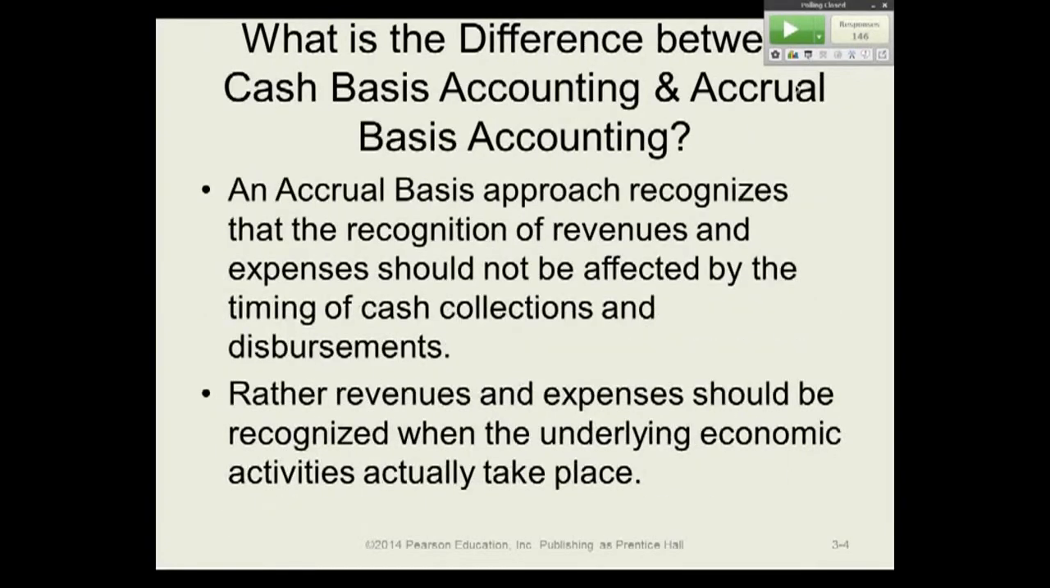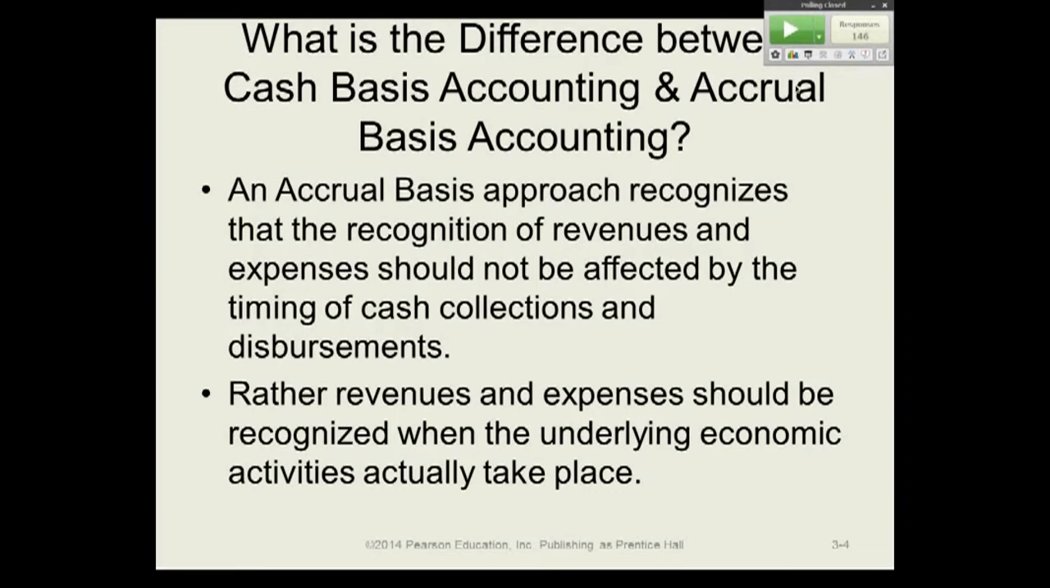That is not necessarily the way businesses will operate. The businesses will operate on what we call an accrual basis, where we're worried about revenue and expense recognition and not necessarily concerned with the actual amounts of cash receipts and disbursements. We try to recognize revenues and expenses at the point economic activity takes place. So we're more concerned with the economic activity rather than the cash collection.